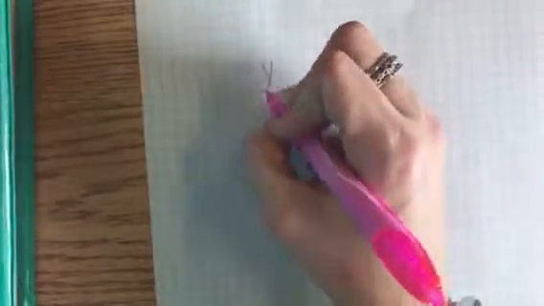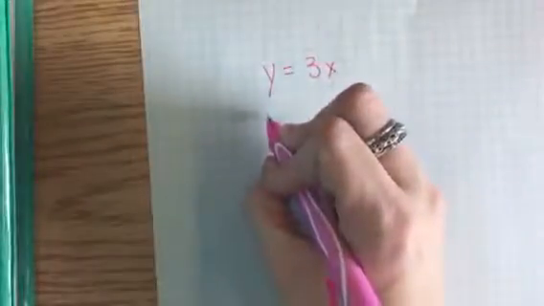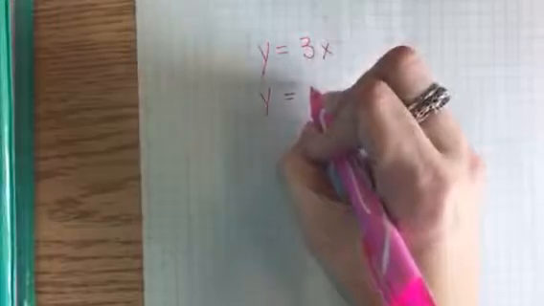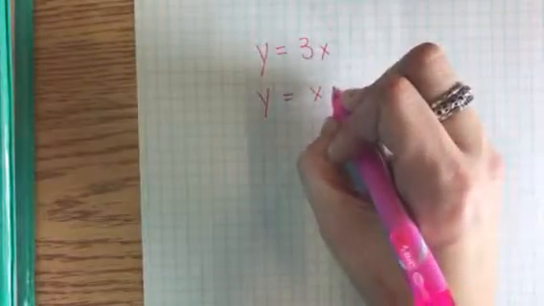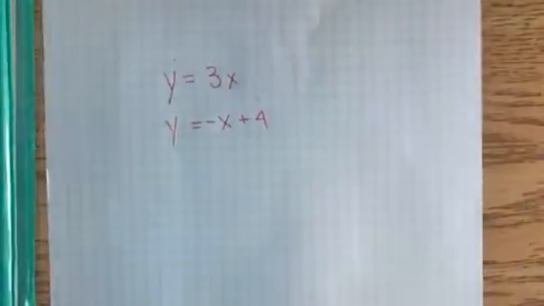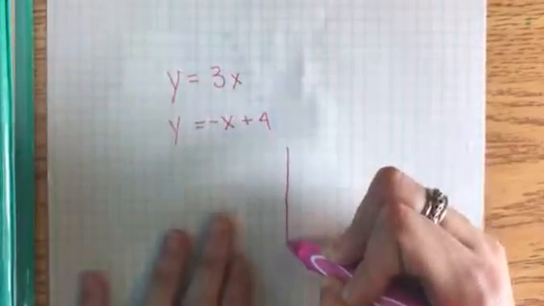And let's say we want to solve a system by graphing that says y equals 3x and y equals negative x plus 4. Okay, so again, we have a system here, and we want to solve by graphing.